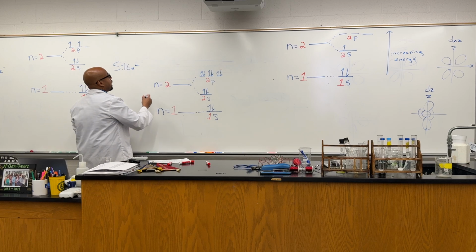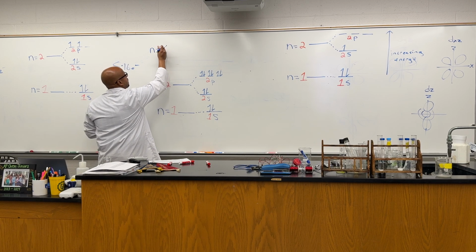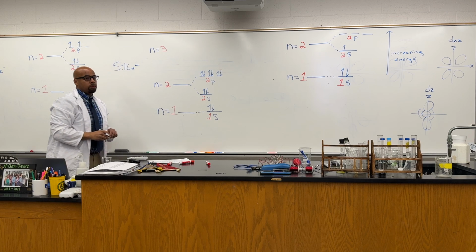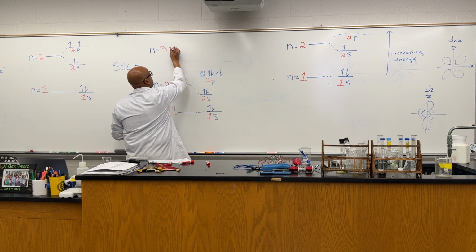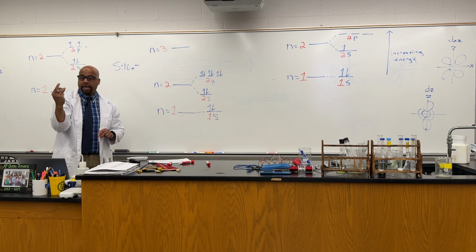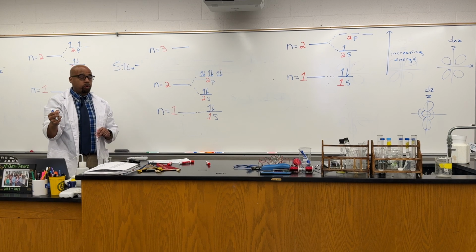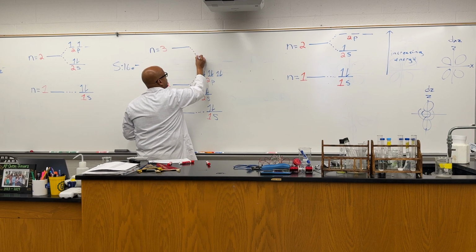For this one, we're going to go to n equals the third energy level. So n equals 3 here. I just want to show you how we'll draw this third energy level. Third energy level has 3 sublevels. It recruits the s, the p, and also recruits the d. And the way that you'll draw this one is going to look like this here.